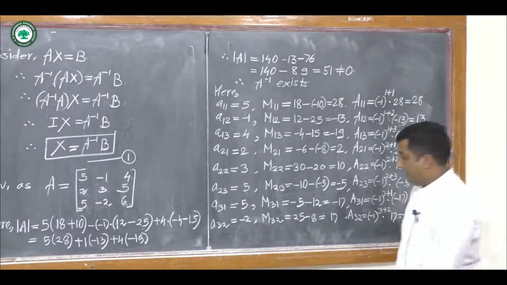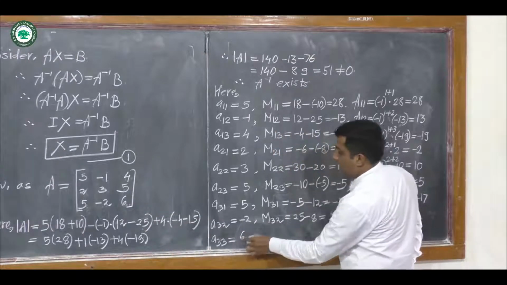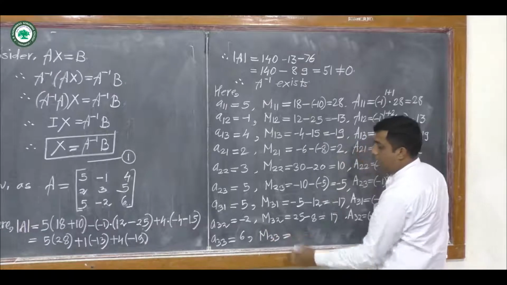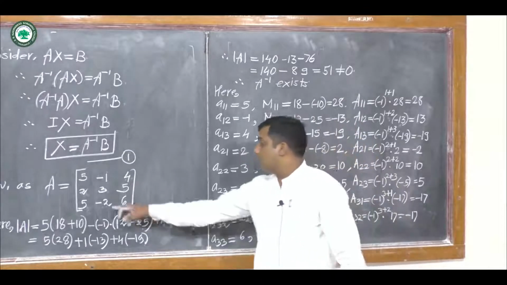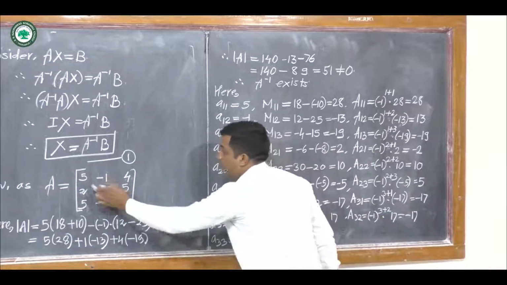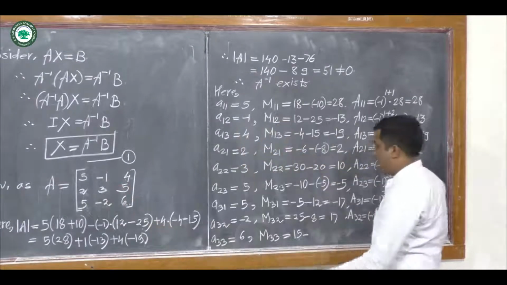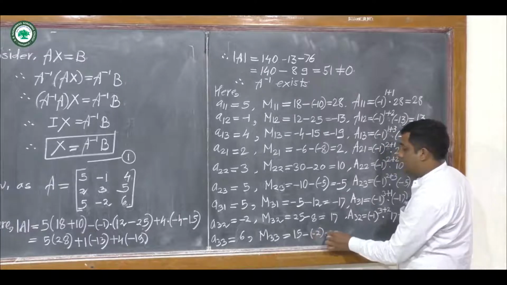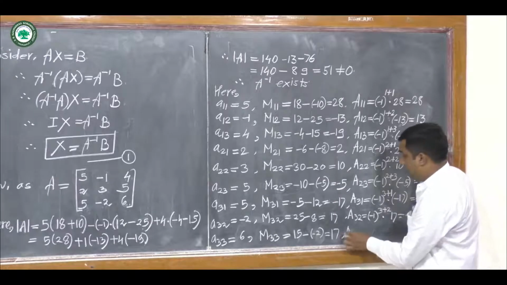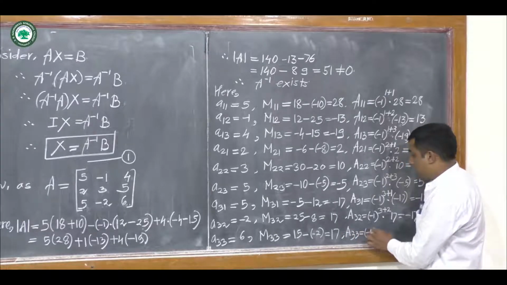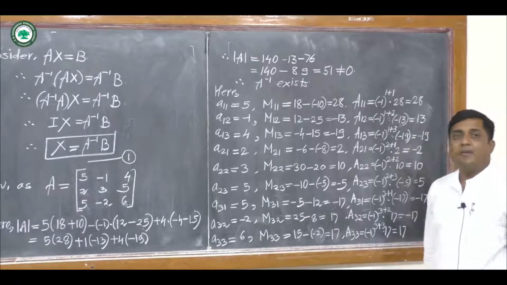Now lastly we consider A33, which is 6. Then M33: we know this 6 is in the third row and third column, so we delete the third row and third column. Here 5 into 3 is 15 minus 2 into minus 1 is minus 2, and lastly we get 17. Then its cofactor A33 is minus 1 raised to 3 plus 3 into 17, and lastly we get 17.